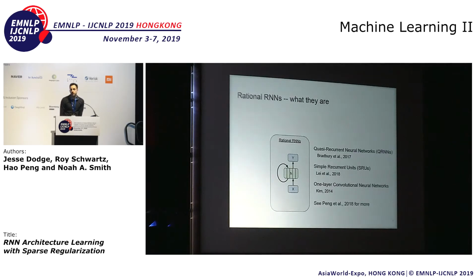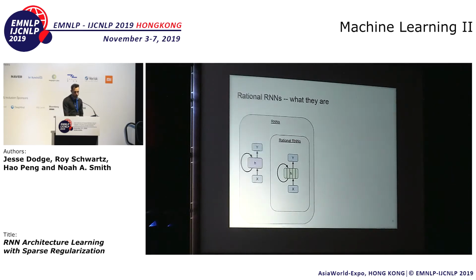So rational RNNs are all around us. A number of models that have been published in recent years are within the broad class of rational RNNs. I've put a few up on the slide here. So quasi-recurrent neural networks, simple recurrent units, and one-layer convolutional neural nets are all examples of rational RNNs. They're a type of recurrent neural network, which many of you are familiar with.